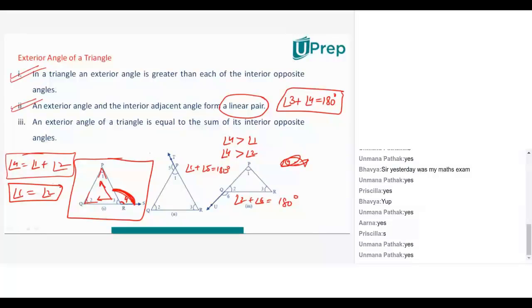But the property says that the exterior angle of a triangle is equal to the sum of its interior opposite angles. You have repeated this. I am asking why. Can you prove this? Why is the exterior angle of a triangle equal to the sum of interior opposite angles? That is my question. That's what is going to make this interesting. Anyone who wants to give it a try?